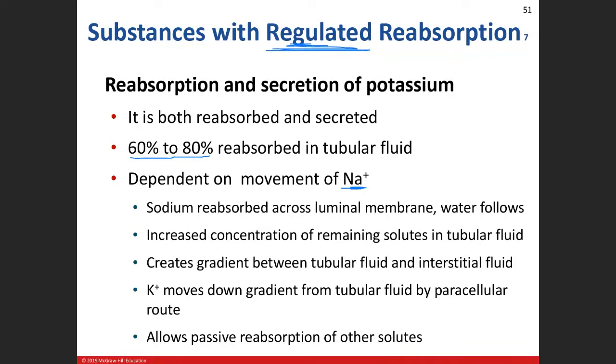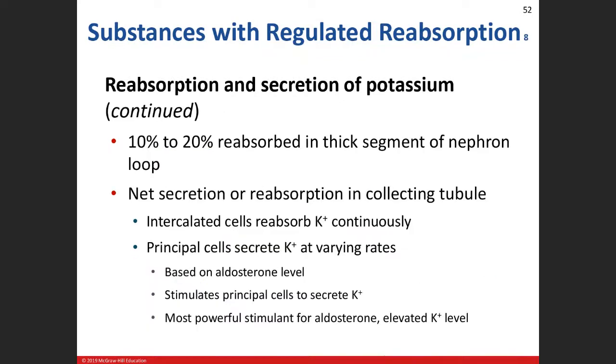Same type of scenario here. We already know all this. Sodium is resorbed across the luminal membrane. Water is going to follow it. Now, when water leaves the tubular fluid, that tubular fluid increases its solute concentration. Thereby, we have just created a concentration gradient differential between the tubular fluid and the interstitial fluid. So potassium is, of course, going to move down its concentration gradient from the tubular fluid into the interstitial fluid. But guess what? It does it paracellularly. It goes in between the cells. It's like, the heck with going through the cell, I'm going to go between. Why not? So we'll see it move.